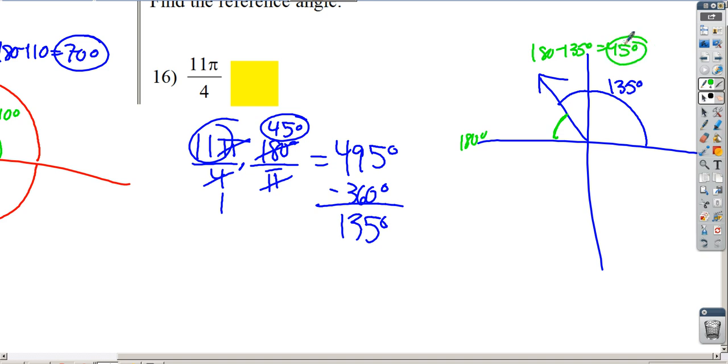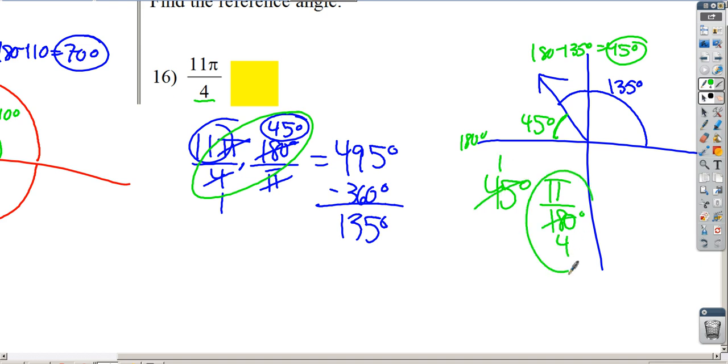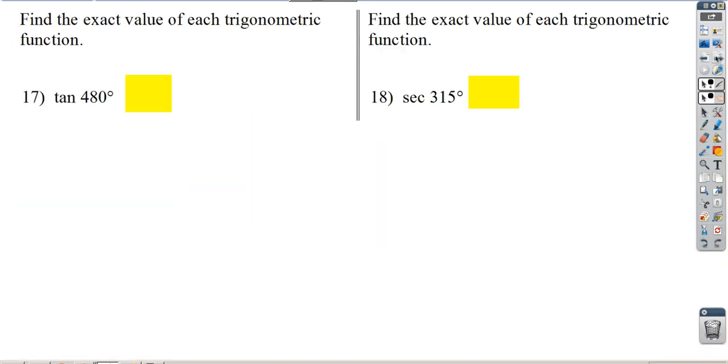But because we started in radians, it's probably a good idea to put the answer back in radians. So 45 degrees, since I'm in degrees, the pi will go on the top and the degrees on the bottom. And we already know from over here that 45 goes into 180 four times. So that's the same thing as pi over 4 radians, which is the answer.